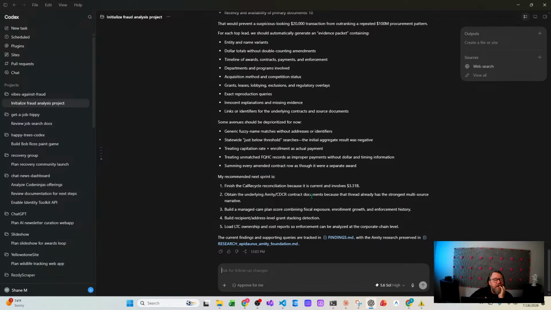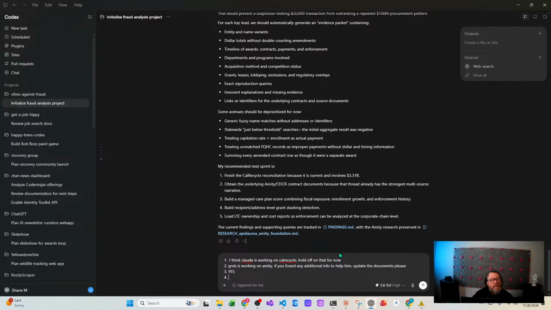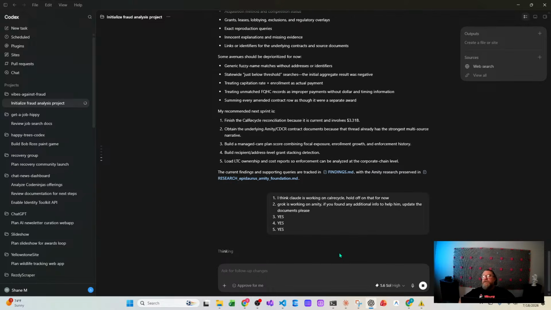The next sprint is finish the cow recycle reconciliation. I think Claude is working on cow recycle, so hold off on that. And then Grok is working on Amity. If you found any additional info to help him update the documents, please. Build a managed care plan score, combining fiscal exposure, enrollment growth, and enforcement history. Yes, for sure. Recipient address level grant stacking detection, yes. And load long-term care ownership and cost reports, yes. I think those are all really good targets.